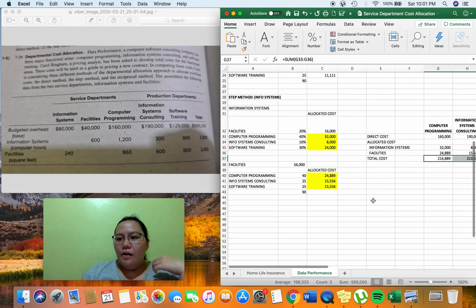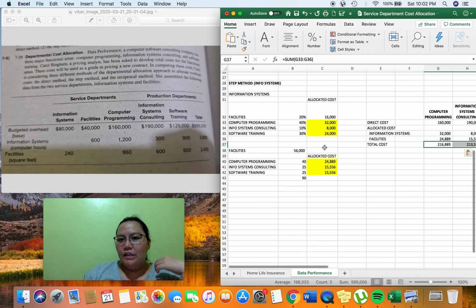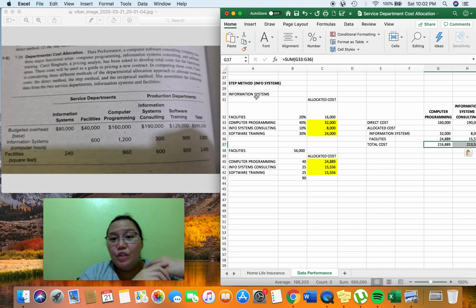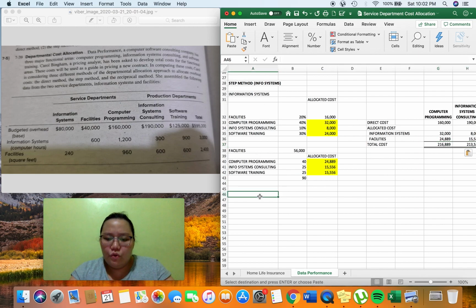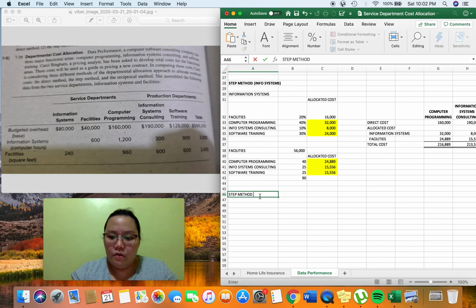Now, will the cost allocation change if we allocate the cost of the facilities department first, diba, rather than the information system? Of course, it will change, no? So, requirement din yun sa problem. So, we are going to do it as well, diba? So, for the step method, facilities muna. Facilities yung unahin natin. We will prioritize the facilities department.